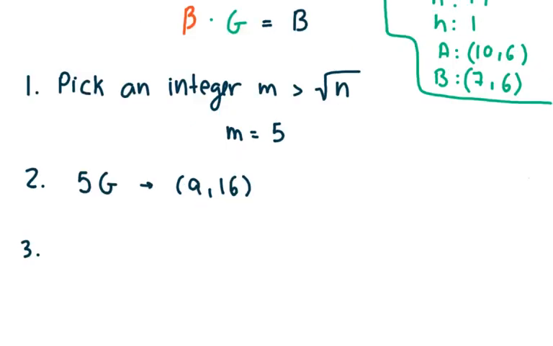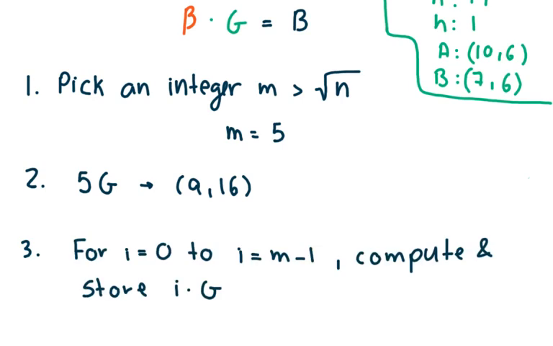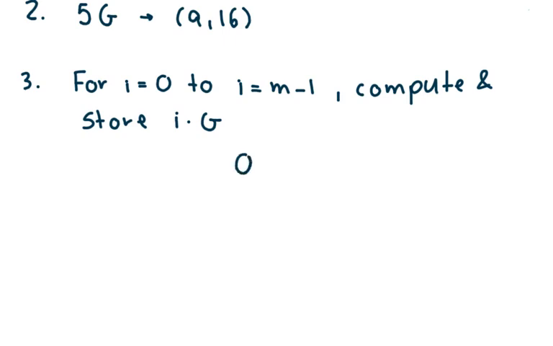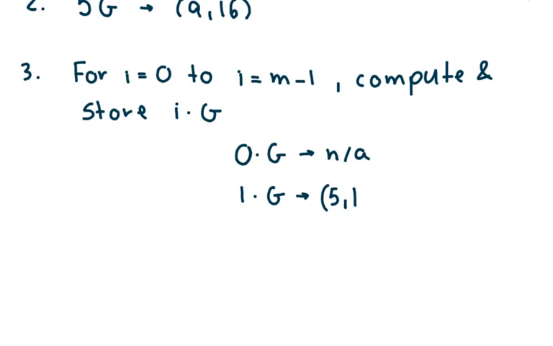Now the third step that Eve needs to take. For i equals 0 to i equals m minus 1, Eve needs to compute and store i times the generator point G. In Eve's case, because her m equals 5, she's going to execute the sequence for i equals 0 to i equals 4 and compute and store i times G for the values from 0 to 4. Firstly, we have 0 times G, which is just not defined. Then we have 1 times G, which using the cyclic group, Eve knows to be (5, 1), because G is just the generator point G that has been released publicly.